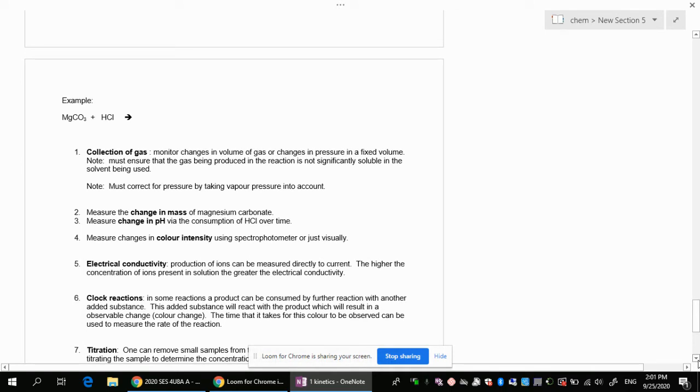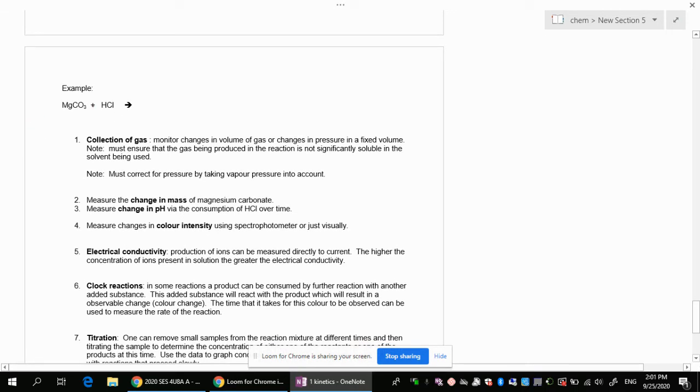Okay, so we have this example where we're reacting magnesium carbonate with hydrochloric acid. This will undergo a double displacement reaction, and we will create magnesium chloride in the aqueous state. Plus, I'm going to make carbonic acid, but remember, carbonic acid automatically decomposes to create carbon dioxide gas and water.